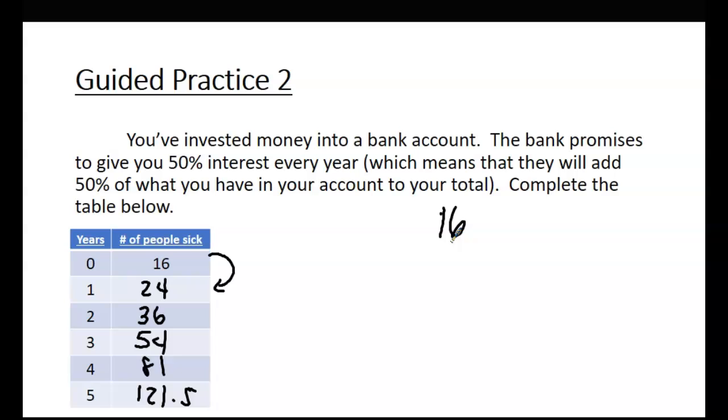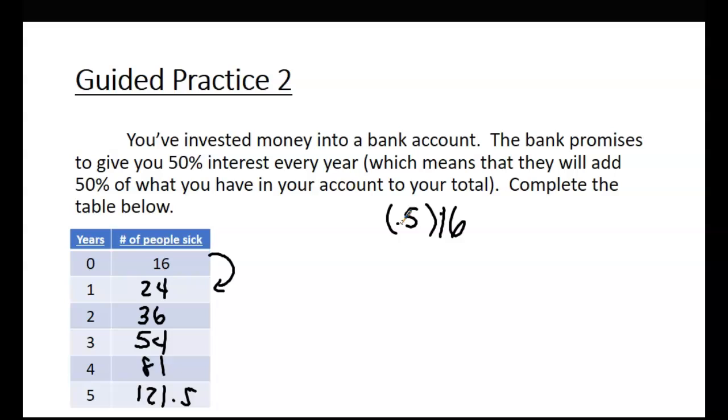And why is it half? What does it say in the problem? 50%. How do you find a percent of something? You multiply it by the decimal of that number, right? Don't you guys agree 50% means 0.5? Yeah. So if you multiply 16 by 0.5, what do you get?